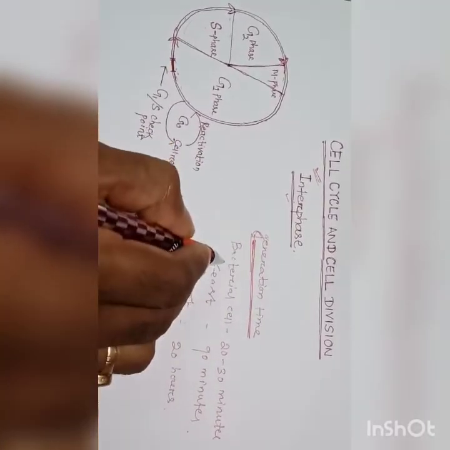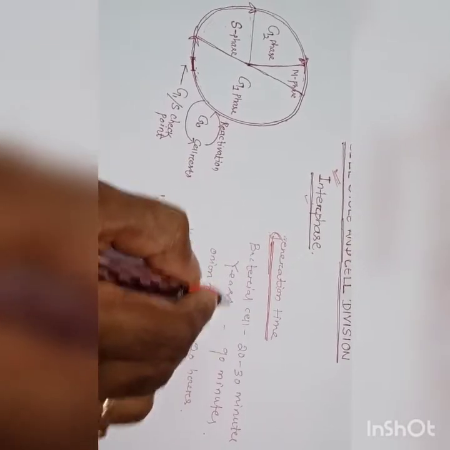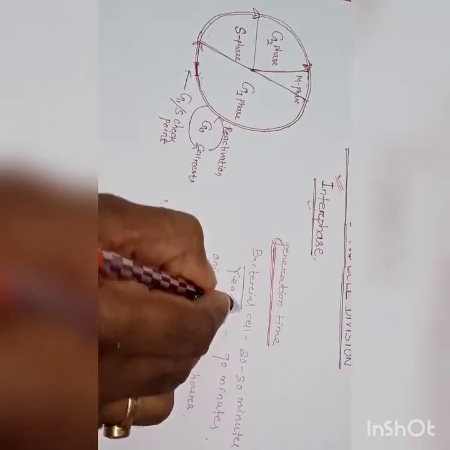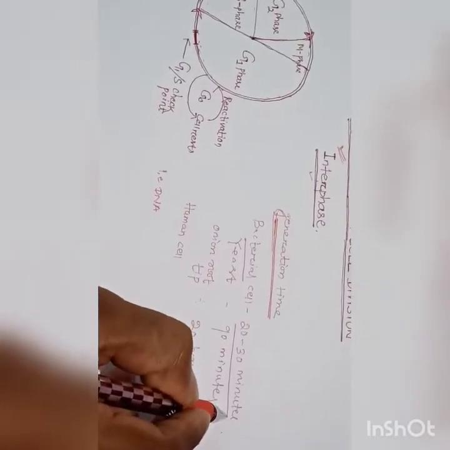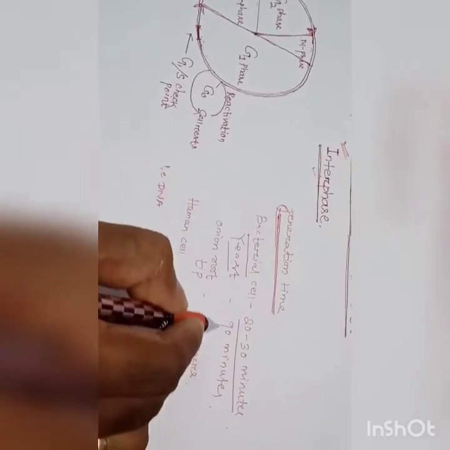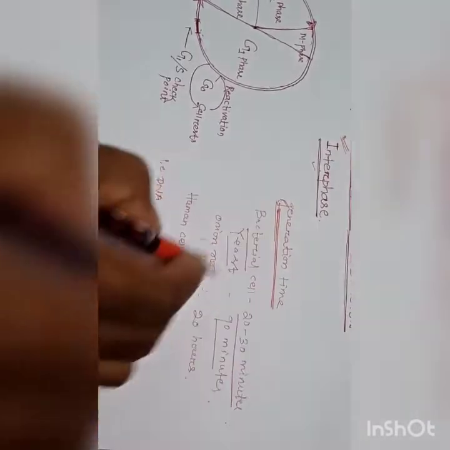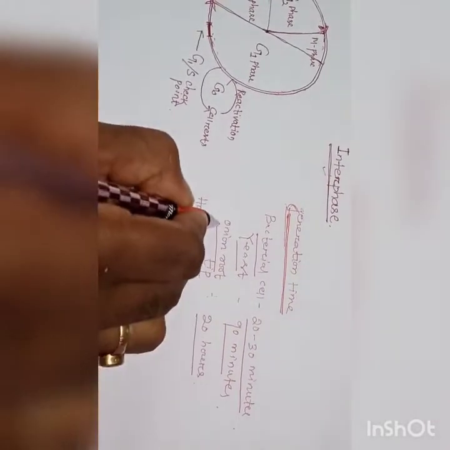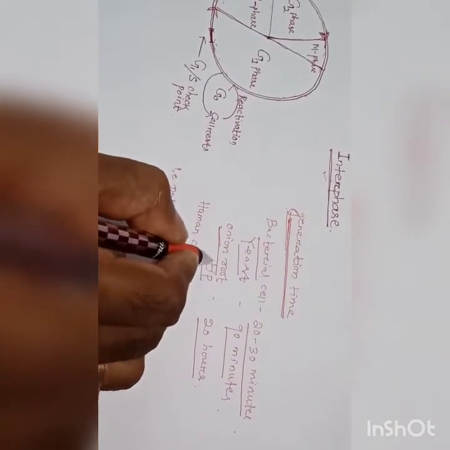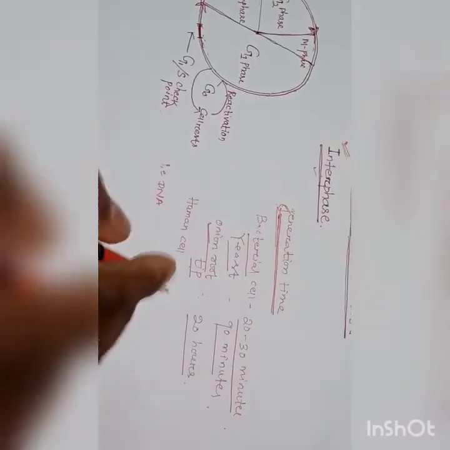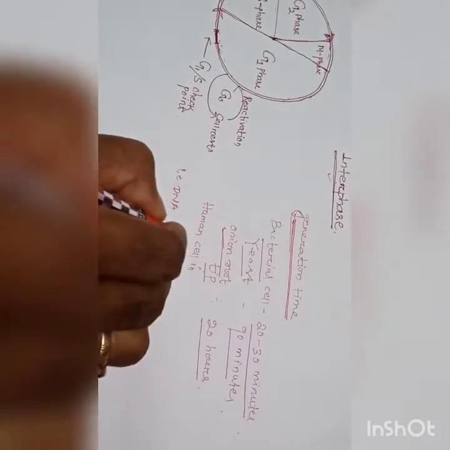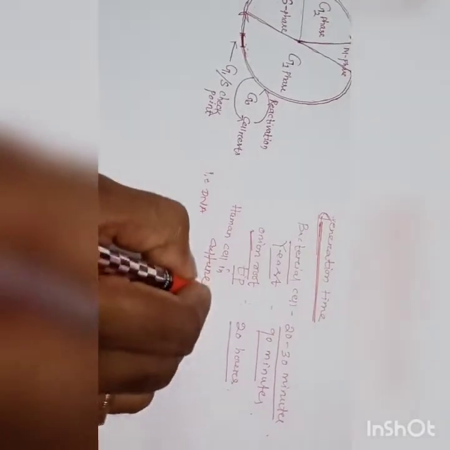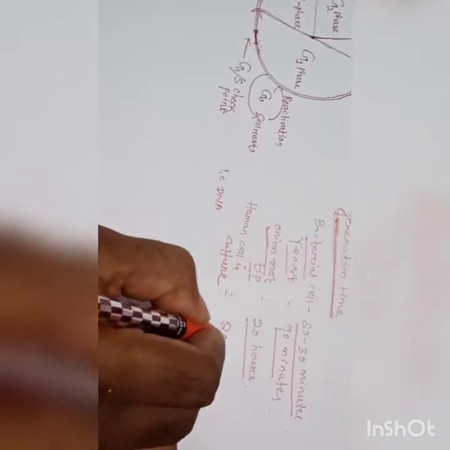Here I mention the generation time of certain kinds of cells or organisms. For bacterial cell, the generation time is 20 to 30 minutes. And for yeast cell, the generation time is 90 minutes. And for onion root tip, it is 20 hours. And this onion root tip is the best material to study mitosis in laboratory. And the generation time for human cell in culture is 22 hours.